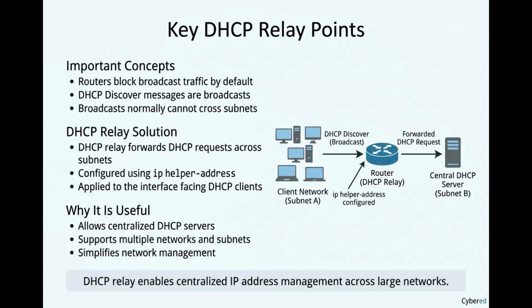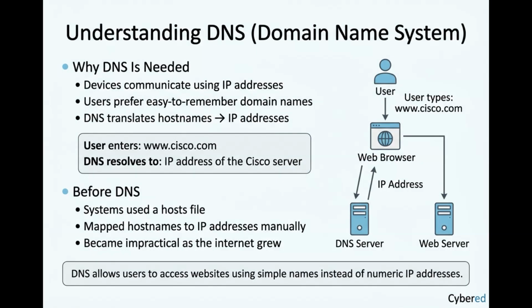Important points: routers block broadcasts by default. DHCP Relay forwards DHCP requests across subnets, and the ip helper-address command should be applied to the interface facing the DHCP clients. Using a DHCP Relay allows organizations to centralize DHCP servers while still providing IP configuration services to multiple networks. So let's look into DNS.